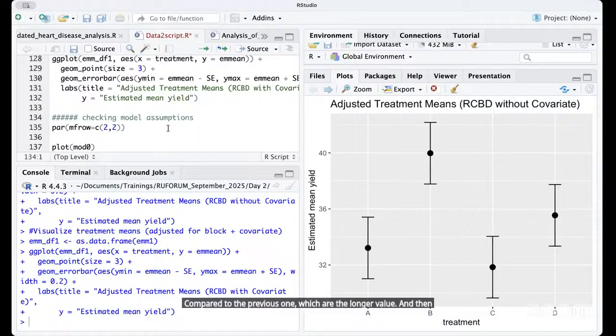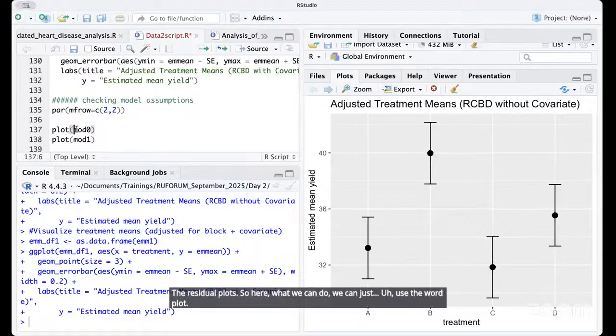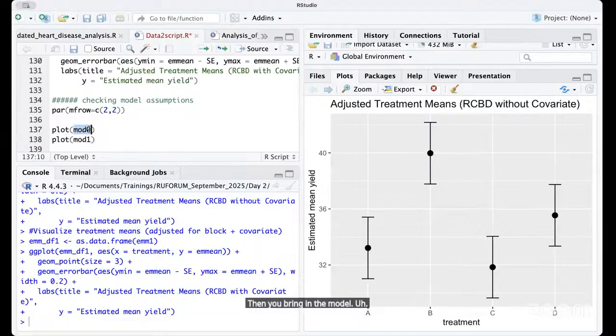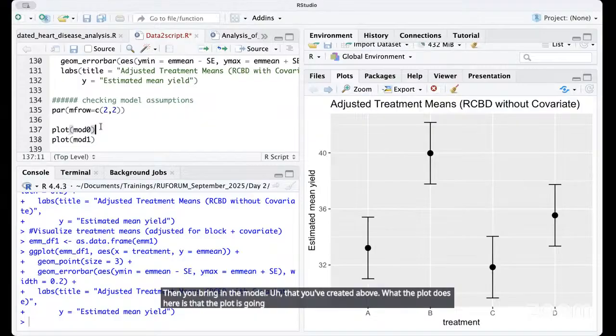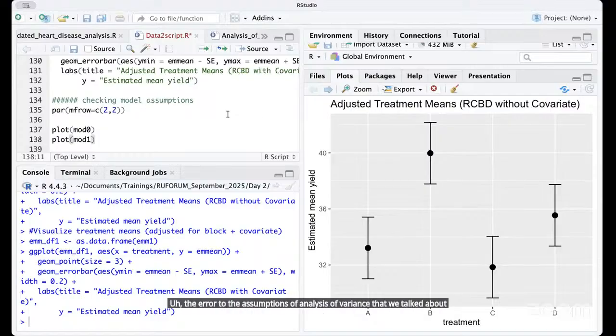And then finally, I'm going to do some checking for the model. Remember, we talked about checking the model. So what we want to do is compare the residual plots. Here, we can just use the word plot, then you bring in the model that you created above. The plot is going to look for the different residual plots and present them to you, and you're supposed to look at them and interpret them in relation to the error, to the assumptions of analysis of variance that we talked about on the first day.